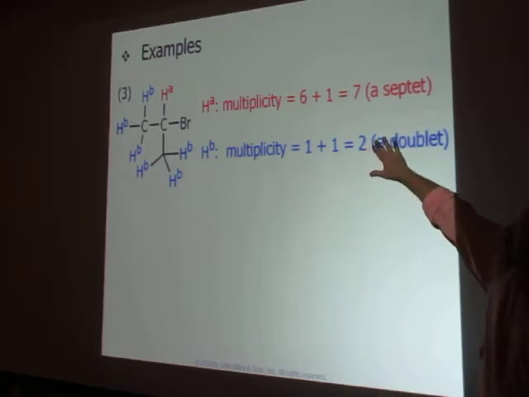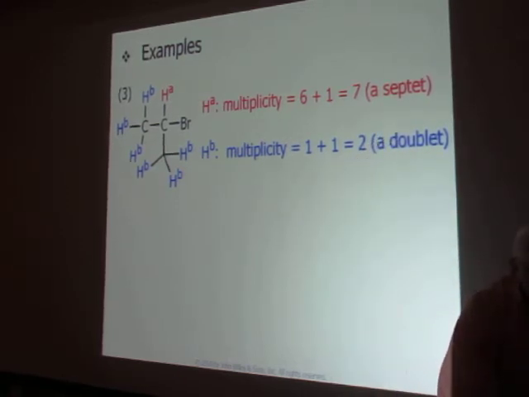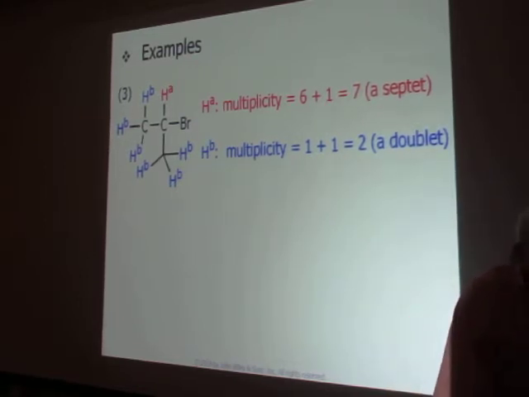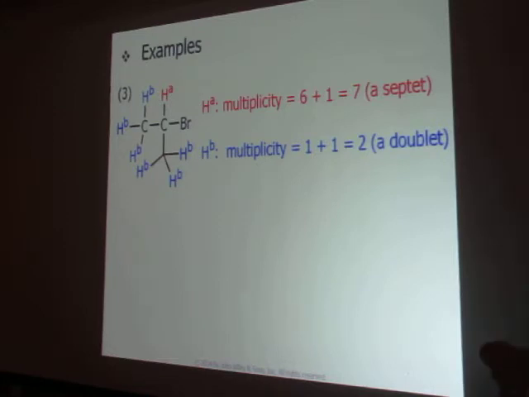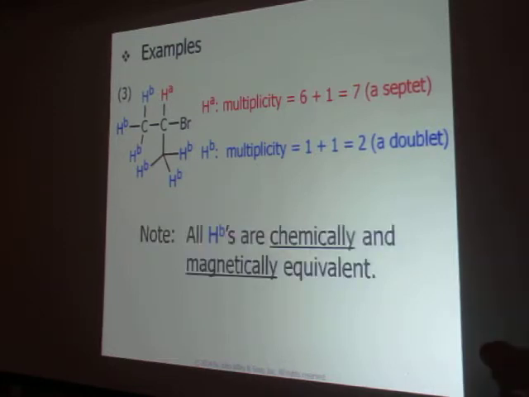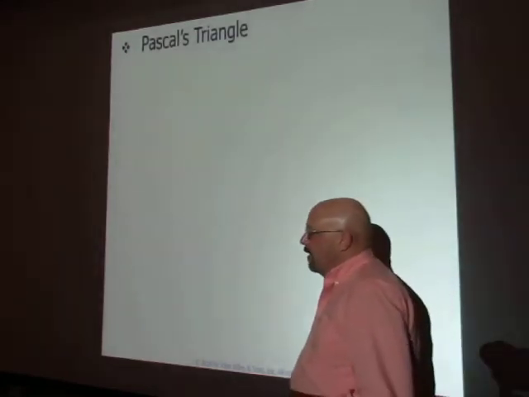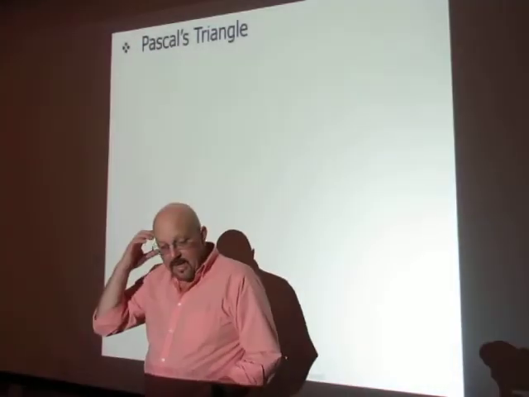We also get a signal for the blue protons, and they're split by the red proton. That's their neighbor. There's only 1 red one, so we'll plug 1 into the formula. 1 plus 1, it will show up as a doublet. All of those blue ones come at the same place, and they show up as a doublet because they only have 1 neighboring proton. Now, the next thing we're going to talk about is Pascal's triangle.